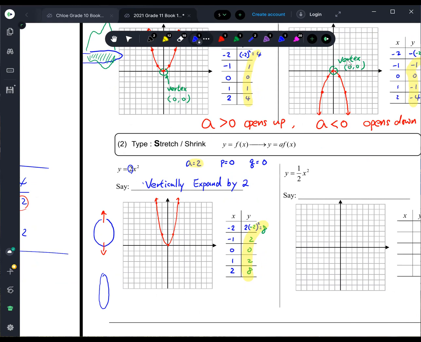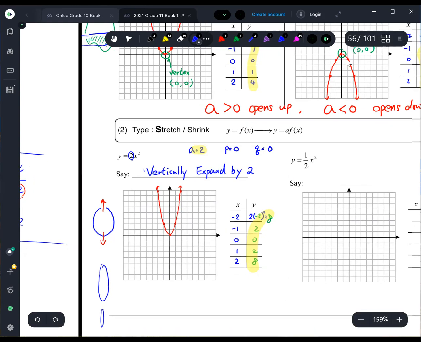That way it's very precise instead of just saying narrower, right? How much narrower? Narrow can be very narrow, or a little bit narrow. So we will say vertically expanded by 2. That one is very precise.